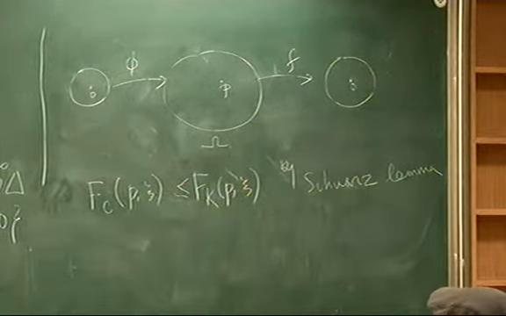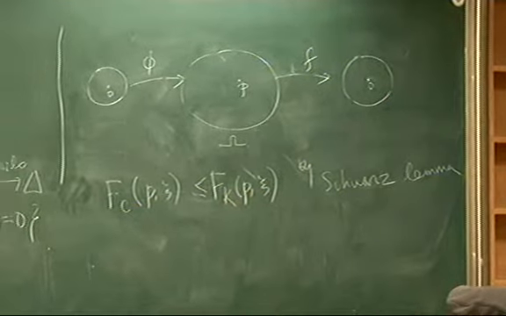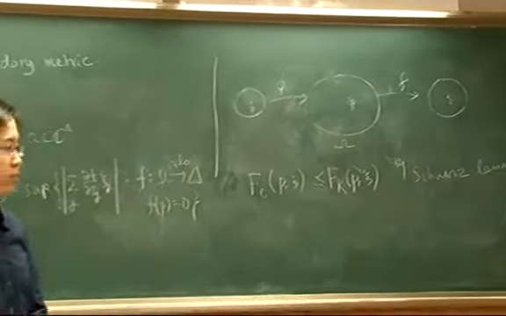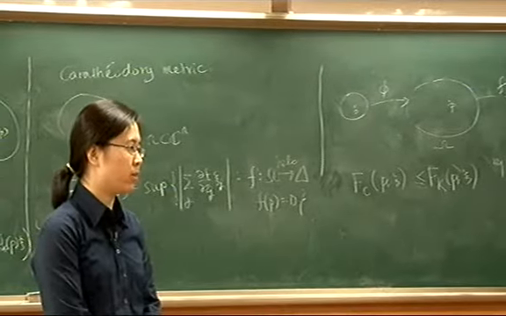Yes? Is this metric actually continuous or smooth? The Carathéodory metric is continuous, but the Kobayashi metric is not. Oh.